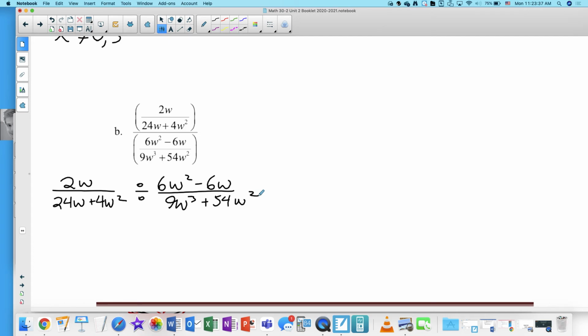Okay, so now we've got a factor. So this is a monomial. There's not much we can do there. In the denominator, however, what can I do? Right, there's a GCF of 4w. And then 24w divided by 4w is 6. And then here we're just going to have a w remaining. Now at this stage, if you want to multiply by the reciprocal and factor at the same time, that's fine, as long as you don't forget to check your non-permissible values.